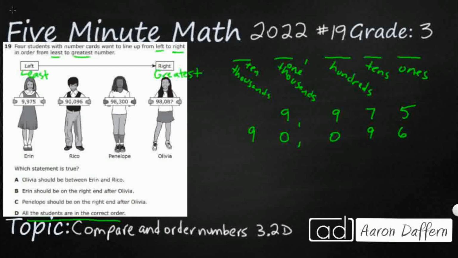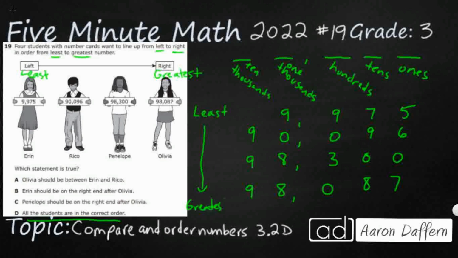96. All right, so Penelope's got a 98. And then 300, okay. And then I've got my Olivia, another 98,087. Okay, so if I were to go left to right, well, that would be kind of the same as going from top to bottom here. I want to go from least to Olivia's got this 98,087 to greatest.